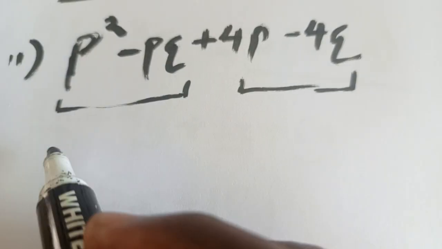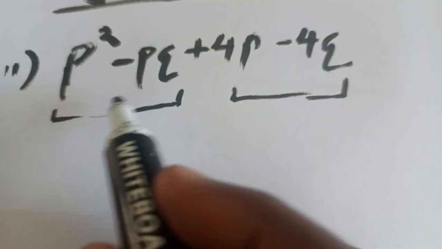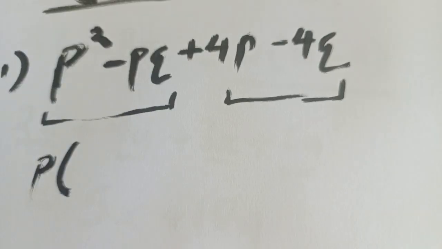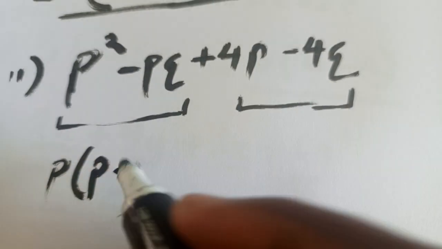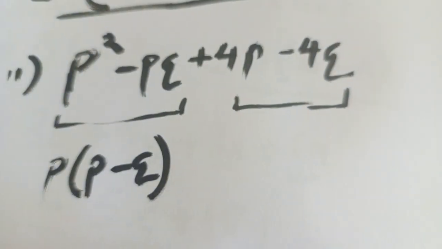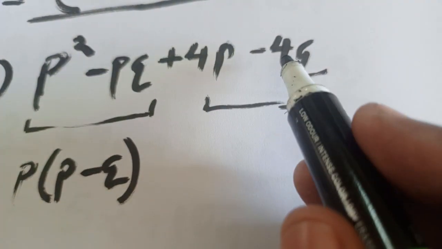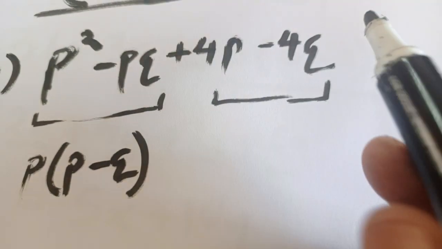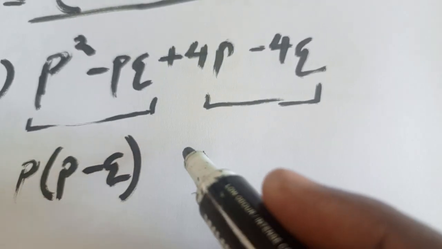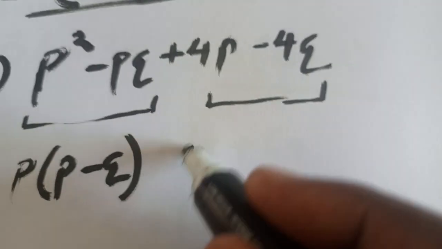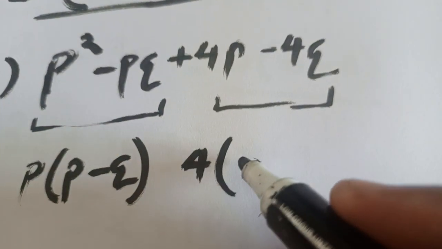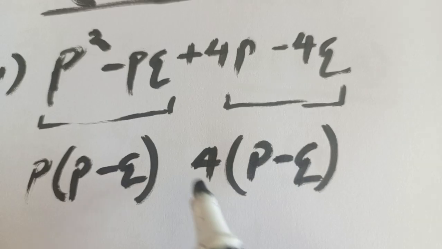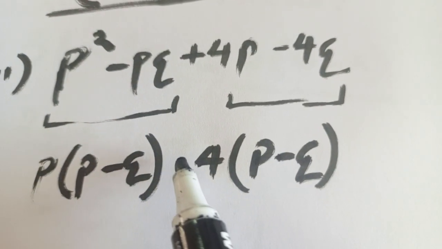So here we'll have, after pairing or grouping, a common factor. In this case, we have p. Then in our bracket, we'll have p minus q. Now, in the next group, you can see the common factor is 4. So we'll have 4, then p minus q. Remember, I've written 4 without writing a plus or minus here prior to that.